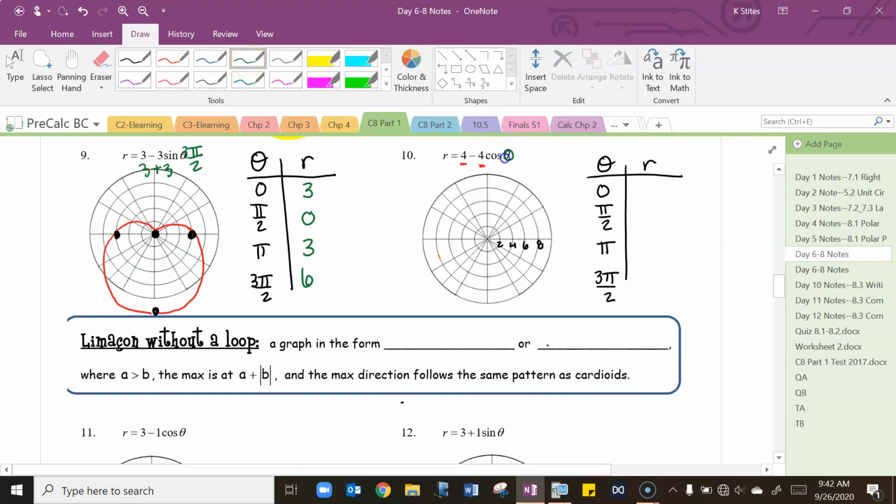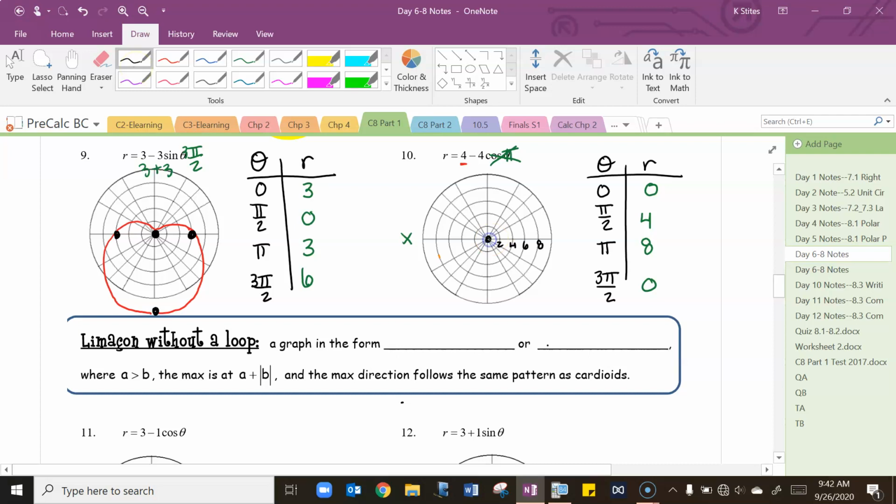So plug in a 0. Cosine of 0 is 1. So this is a 4 minus 4. Cosine of pi over 2 is a 0. So that cancels, just a 4. Cosine of pi is a negative 1. This becomes 4 plus 4, which is 8, which makes sense because pi is over here. That's in the negative cosine direction. That's where your max should be. And 3 pi over 2, well, cosine of 3 pi over 2 is 0. So again, 4 minus 4 is 0.